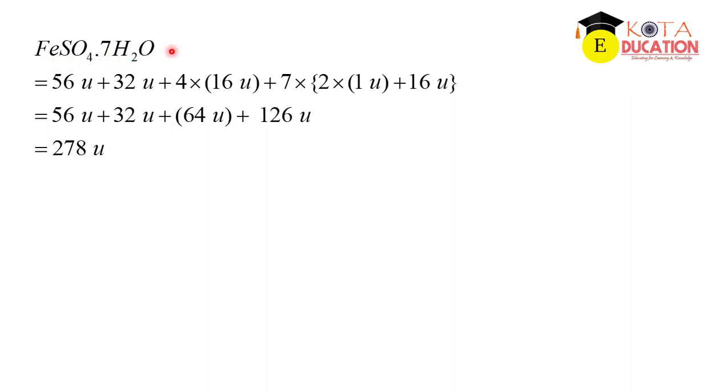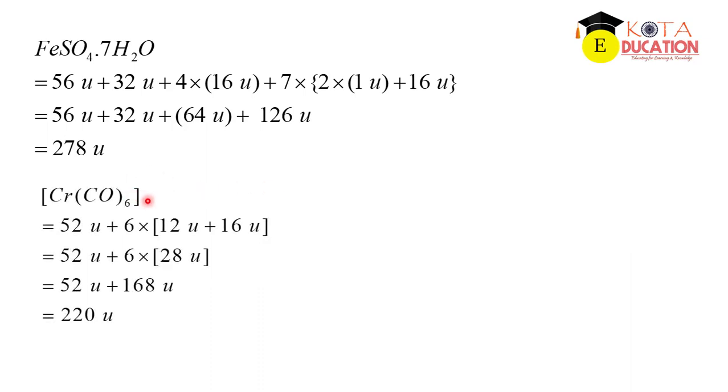Next, suppose the compound is given like this: ferrous sulfate 7 water molecule, or we can say hydrated ferrous sulfate or ferrous sulfate heptahydrate. Don't worry if a dot is mentioned and 7 water molecules are mentioned. They also we have to add up. Iron 56, sulfur 32, oxygen 4 into 16, and 7 water molecules. We already calculated the molecular mass of water is 18. So 7 into 18 comes out to be 126. Hence, the molecular mass of ferrous sulfate heptahydrate is 278 unified mass.